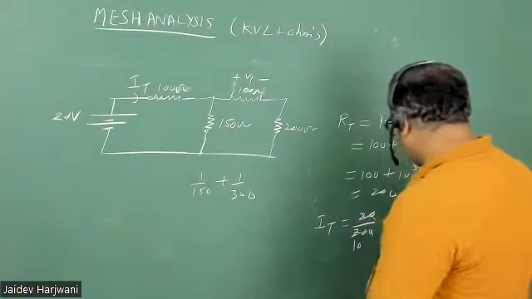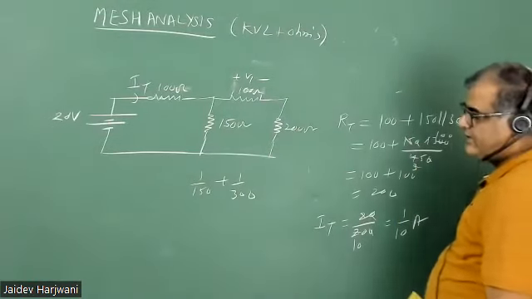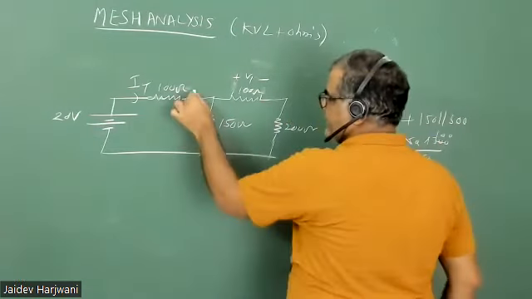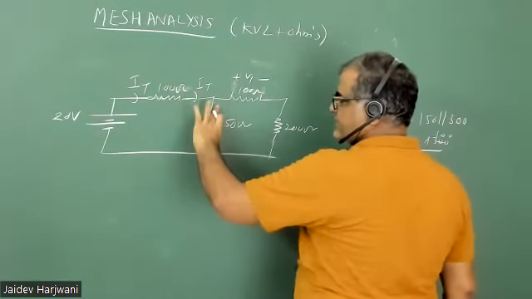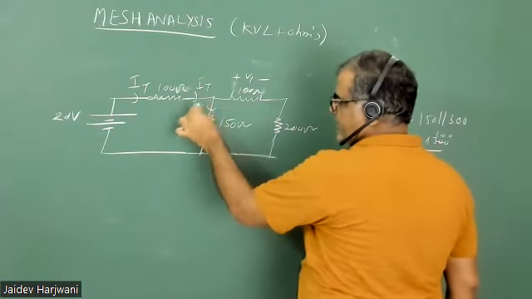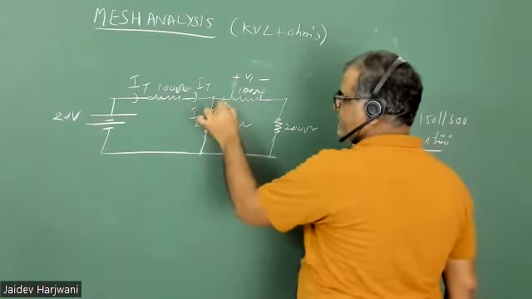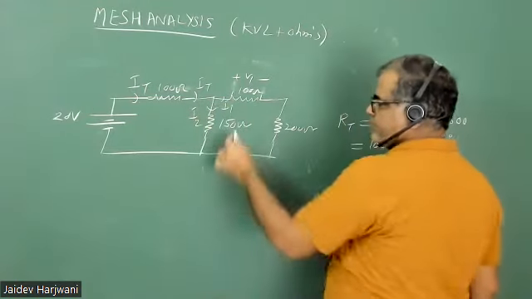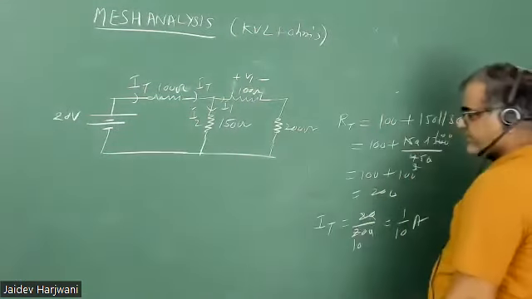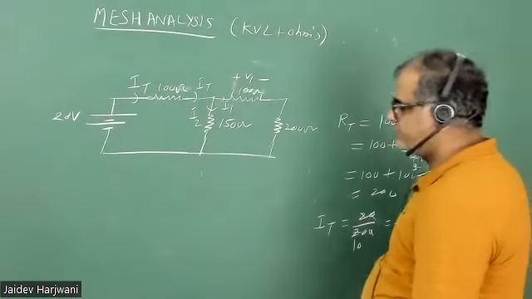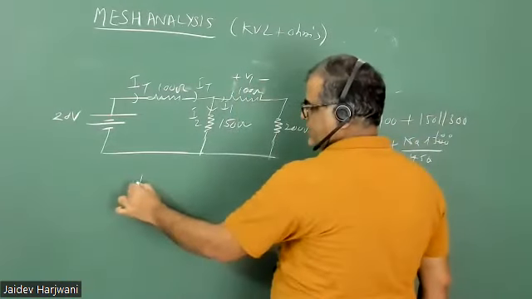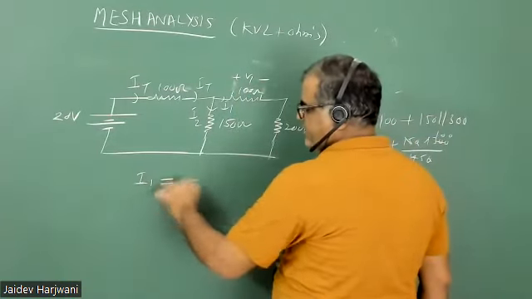So now I have calculated the total current. Now this total current will come here and divide in 2 branches. Say this is I2 and say this is I1. So tell me what is the value of I1 now? What is the formula for I1?